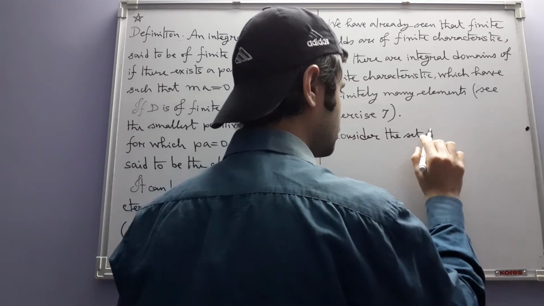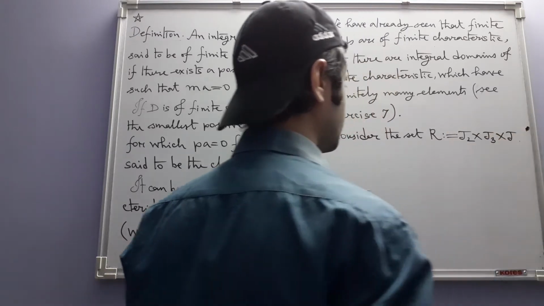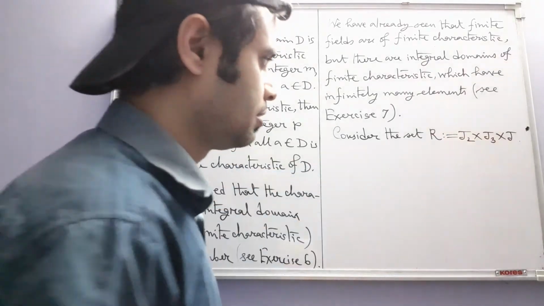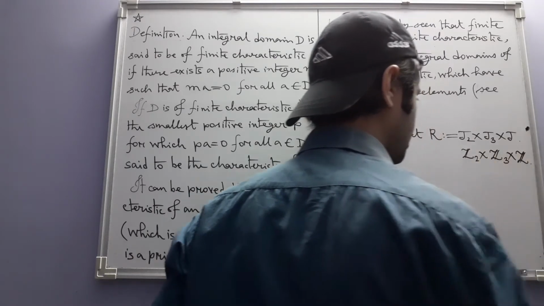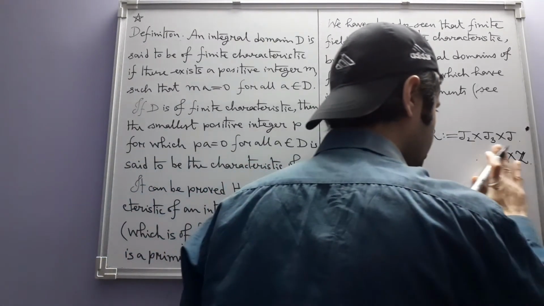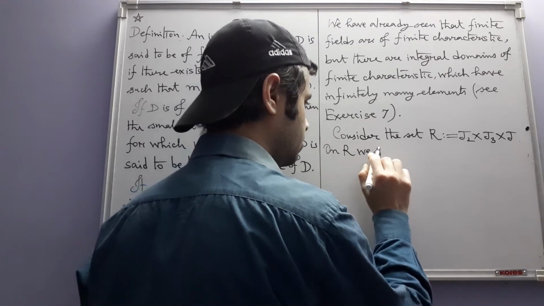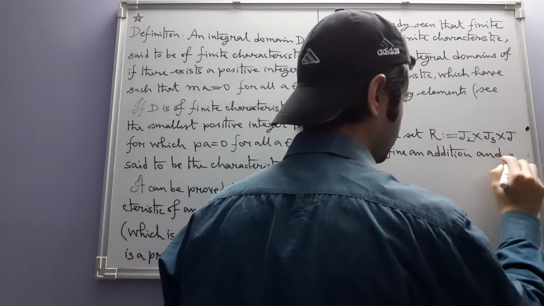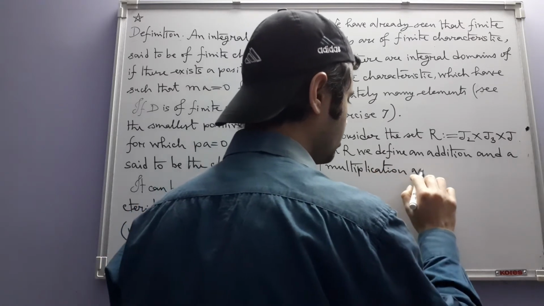Consider the set R, so this is the ring of integers modulo 2, this is the ring of integers modulo 3, this is the ring of ordinary integers. In more popular notation we will write this same thing like this. However, for us Herstein has chosen to denote the set of integers by J, capital J, so we continue to use this notation. On R, we define an addition and a multiplication as follows.